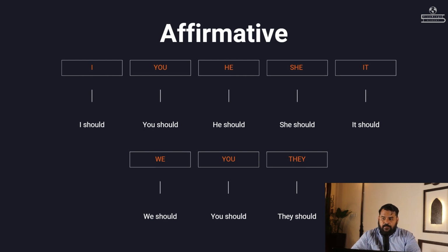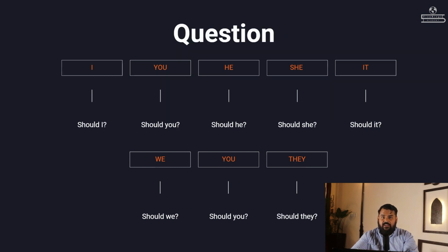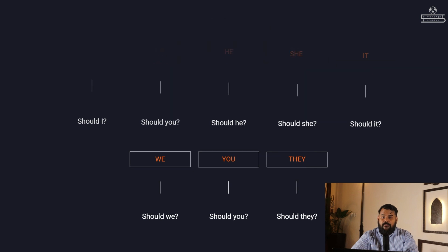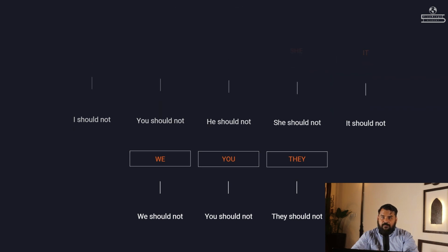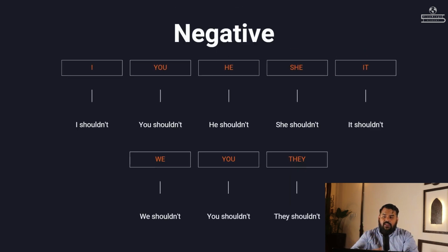So let's take a look. I should, you should, he should, she should, it should, we should, you should, they should. For questions, should I, should you, should he, should she, should it, should we, should you, should they. For negative, I should not, you should not, he should not, she should not, it should not, we should not, you should not, they should not.